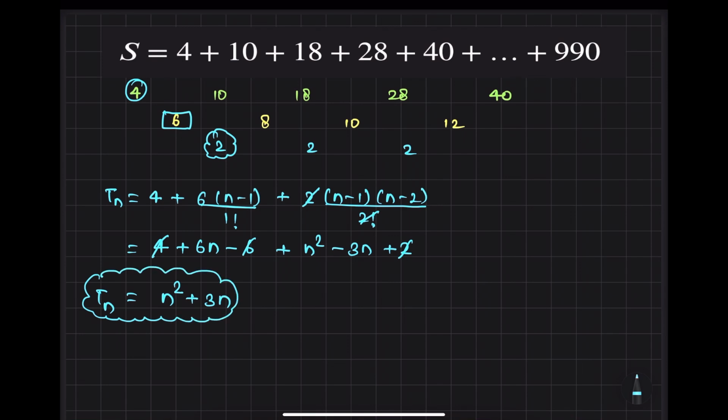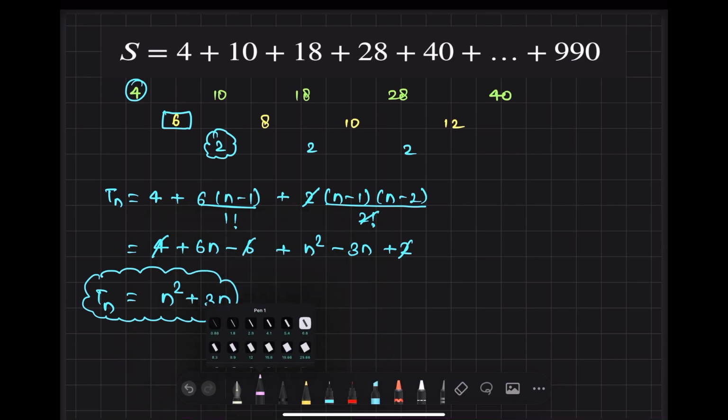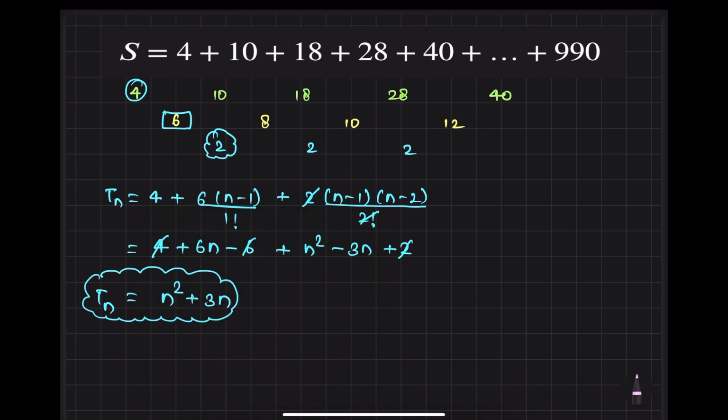Now we have to find out the number of terms involved in this question. Since the final term formula is this, we have to find out n, so we will equate it with this 990. According to us, the last term is this. According to them, the last term is this. So we have to find out n. Okay, so it is n square plus 3n minus 990. Okay, so can I write down this 990 into 1 as 990?